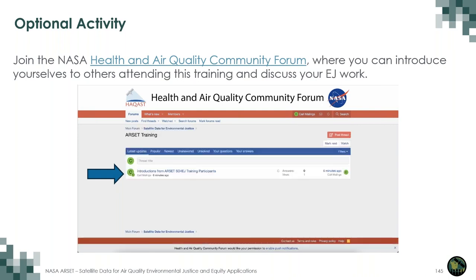Inside that topic, one of our trainers, Carl Malings, who will present next week, has started a thread for participants of the training to introduce themselves and connect with each other. If you want, feel free to introduce yourselves there, including your affiliation and why you're interested in using satellite data to look at environmental justice issues. We'd be happy to hear from you and learn what you're working on, and we hope that this forum will help you connect with others working on similar topics so you can collaborate in the future.